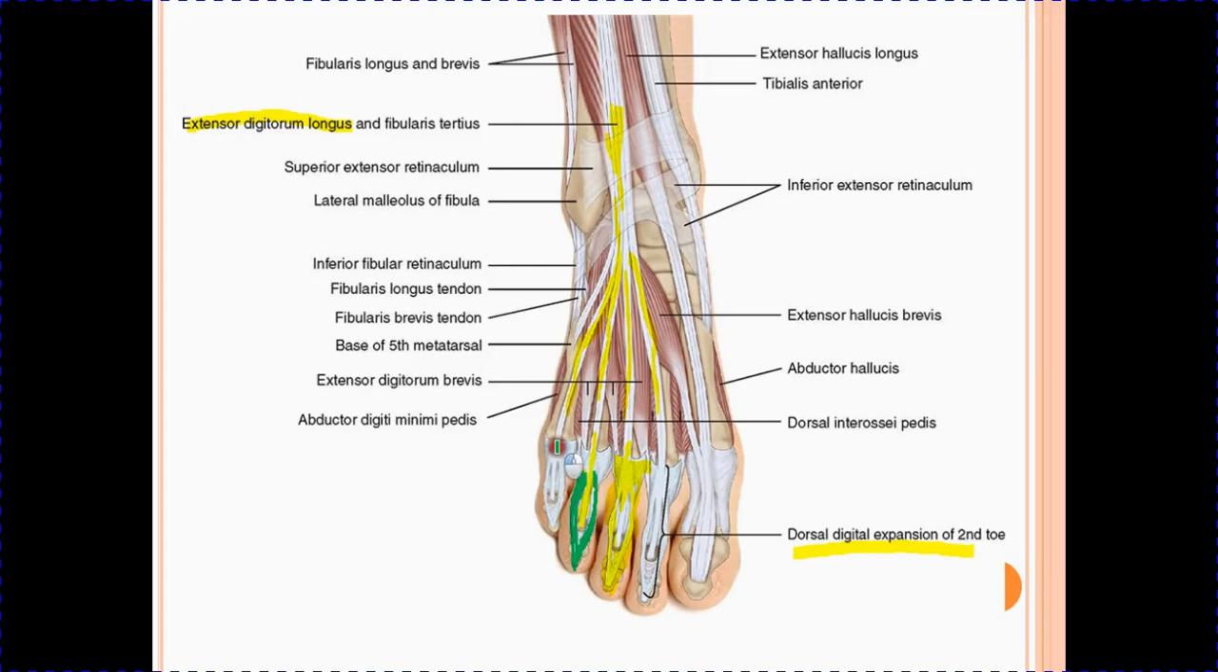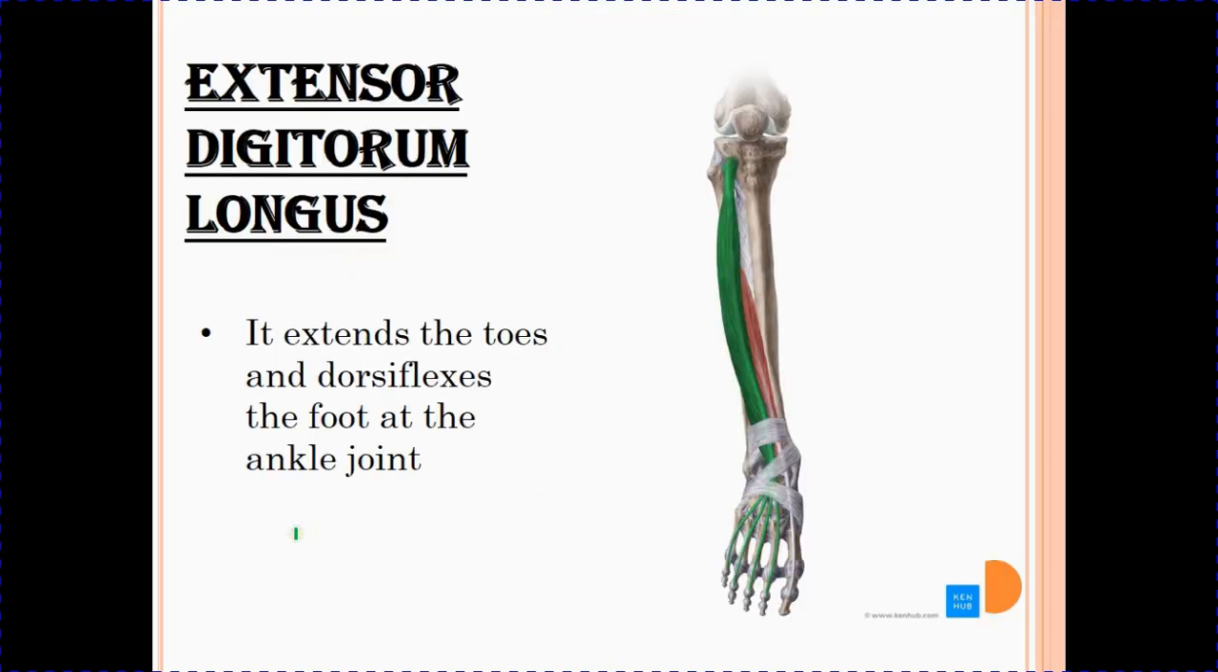The central one is inserted into the middle phalanx, and the peripheral slips move forward, move distally, and they unite with each other and they are inserted into the distal phalanx. So this insertion pattern is called as dorsal digital expansion. The same thing you have done in the hand as well. Okay. So we will move to the next now.